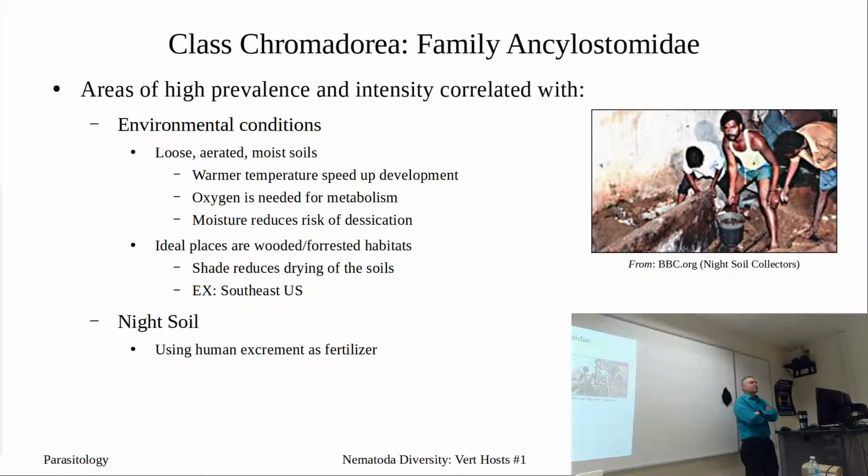So what types of habitats are these? Well, the ideal places tend to be wooded or forested habitats. Why wooded or forested habitats? Well, big part of it is the shade. If the shade is present, you don't dry the soil out as quickly. And in a lot of those areas, you get regular rainfall. So the southeastern United States, very popular environment. So much so that we still have hookworm problems down there.